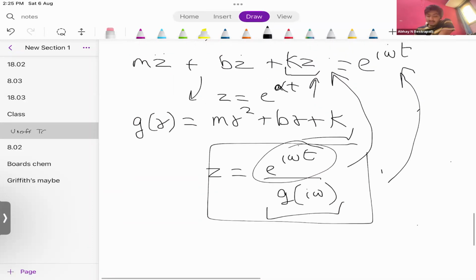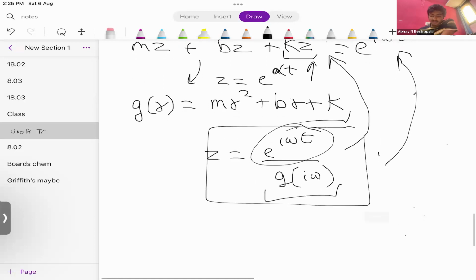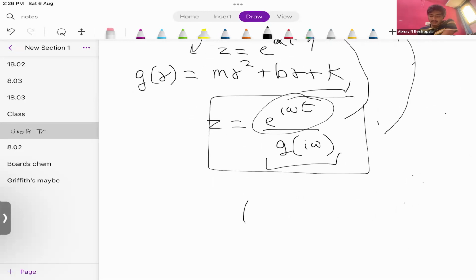Let's look at a certain case. I know I'm being too vague and confusing, so let's solve a certain case. I'm going to ignore friction.